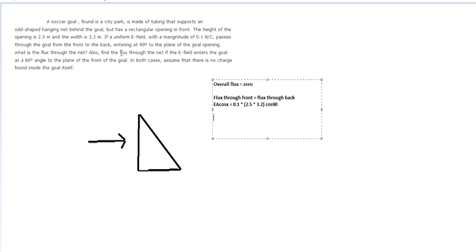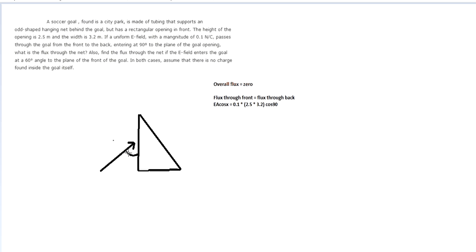However, in the next part it says find the flux through the net if the electric field enters at an angle of 60 degrees to the plane of the front of the goal. Basically, what it's telling us now is that instead of entering at a simple 90 degrees, the field is entering at an angle of 60 degrees, but this 60 degrees is from the plane. So the 60 degrees is going to be this angle.